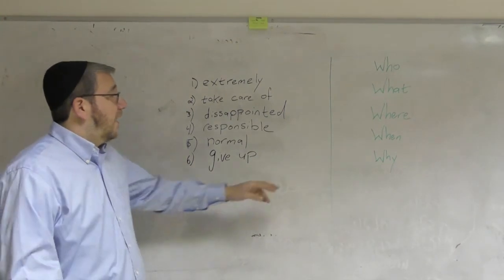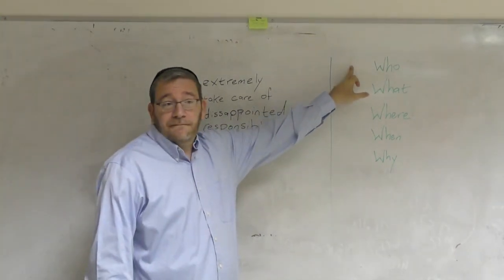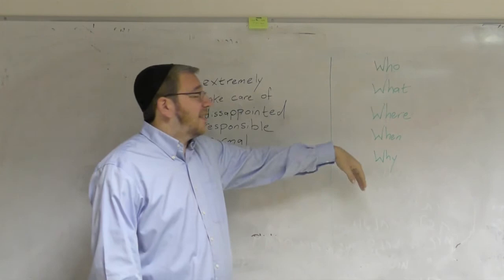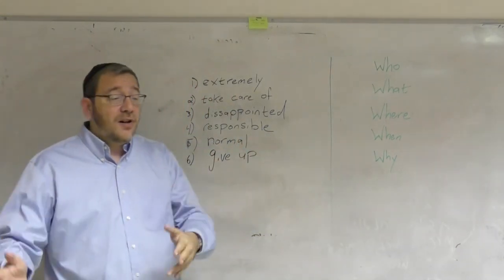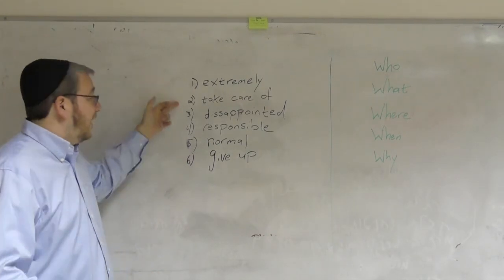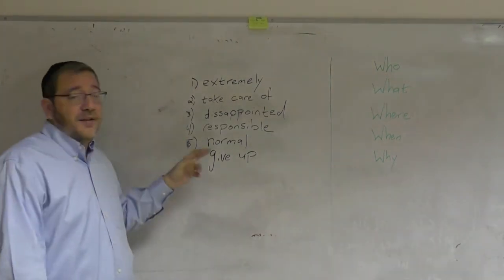Okay, so once again, do we know the who? The dog and the boy. Excellent. Do we know the what? He got a gift. Excellent. He got a gift. It was a dog. He was extremely disappointed. He didn't want to take care of it because it was disabled.